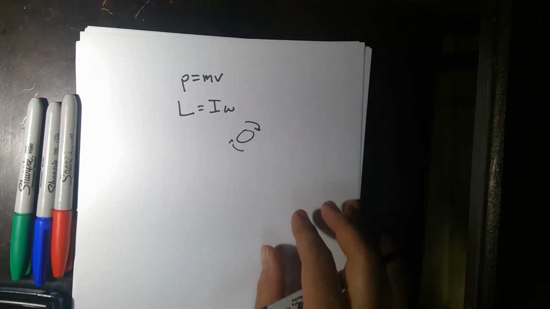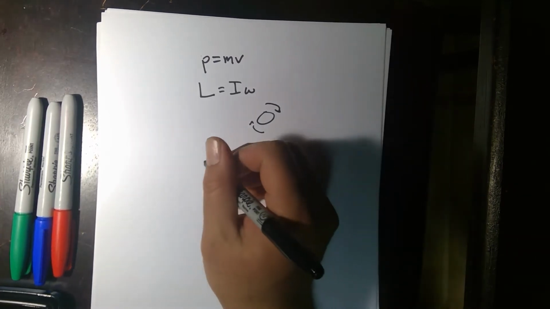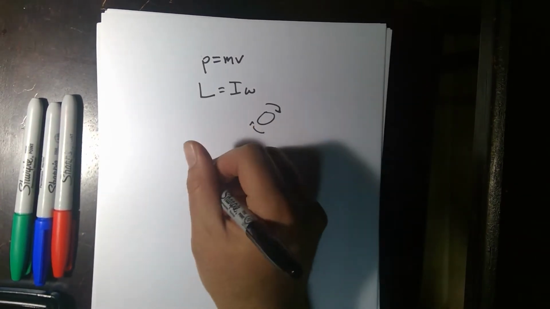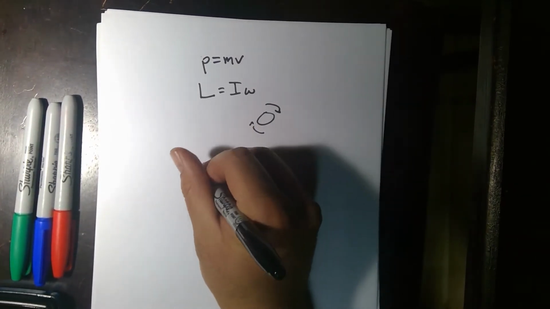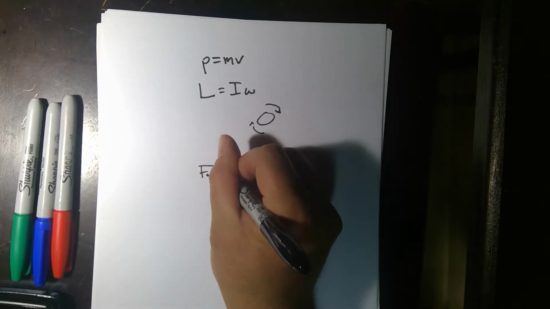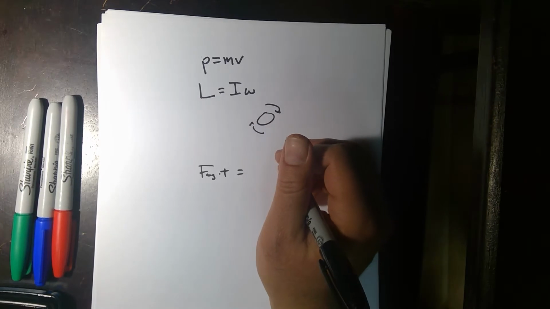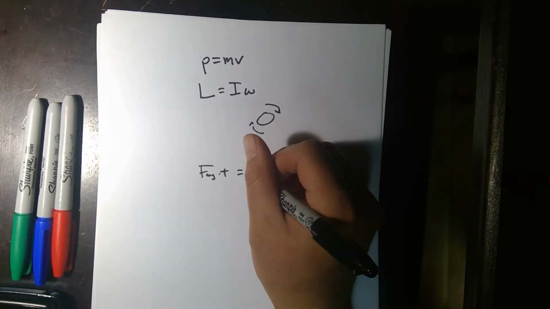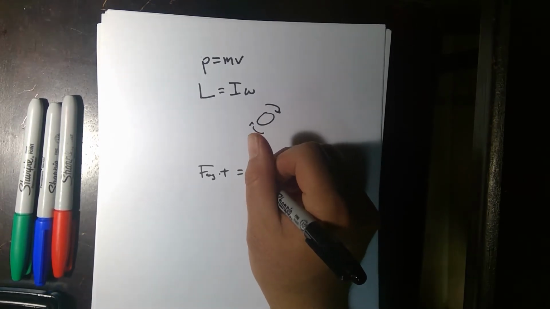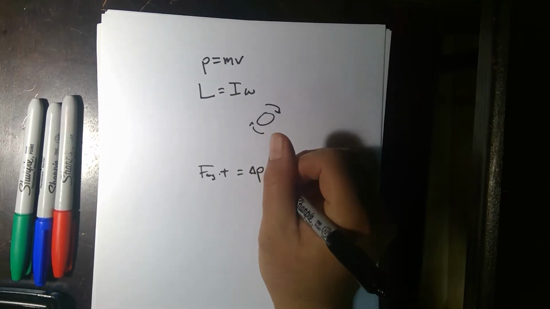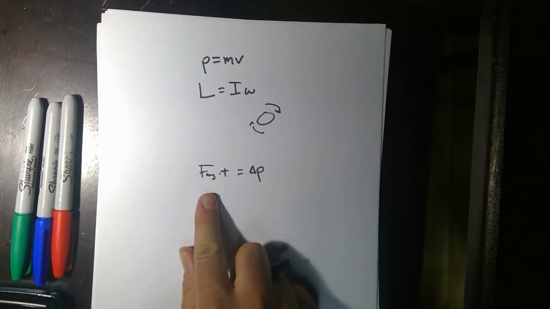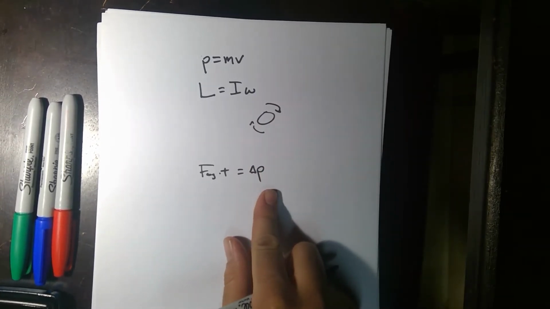All right, now, one of the things that we really focused on was the impulse momentum theorem back in linear momentum. So basically, we've said that average force times time, which was impulse, would equal your change in momentum, which would be, in this case, delta p. Right? So that would be one way to write the impulse momentum theorem.